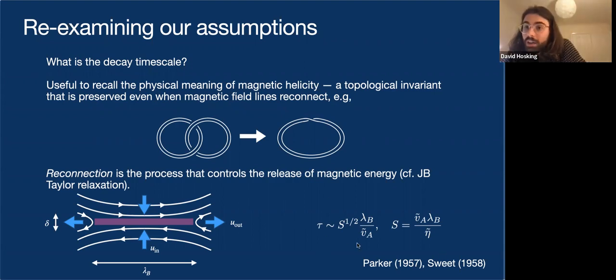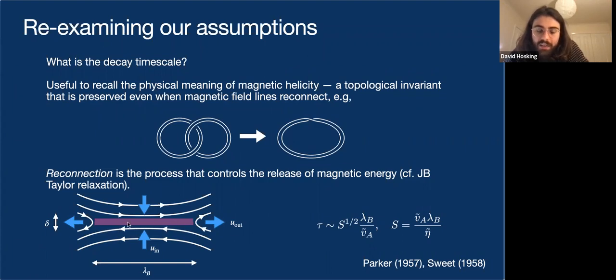Within the framework of magnetohydrodynamics, the simplest theory of this is due to Sweet and Parker, the Sweet-Parker theory of magnetic reconnection. The idea is that you form very intense, very narrow current sheets, and then you have an inflow of plasma carrying magnetic field.